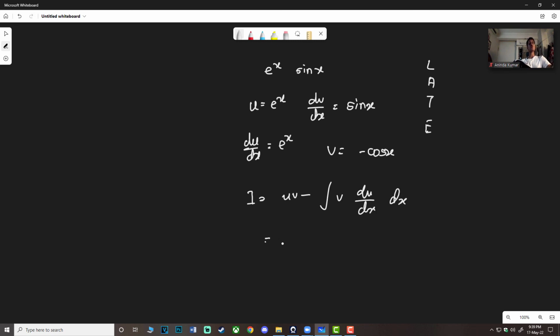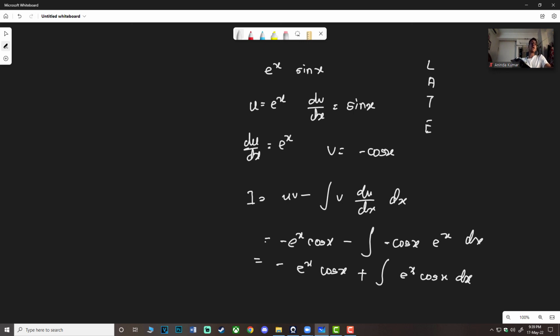Okay, so what is uv? u we have e to the power x, and v is minus cos x. We put cos x here and the minus over here, and we don't have any limits, so that's good for us. v is minus cos x again, and du/dx equals e to the power x. In the next step, we can write minus e to the power x cos x plus the integration of e to the power x cos x dx.